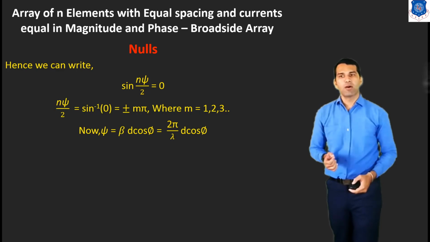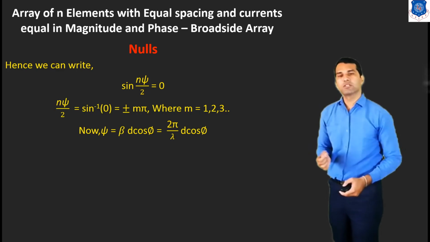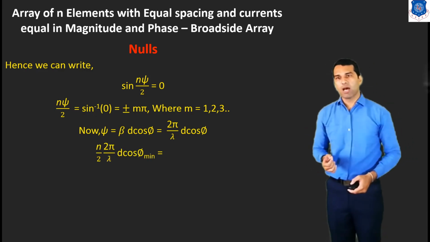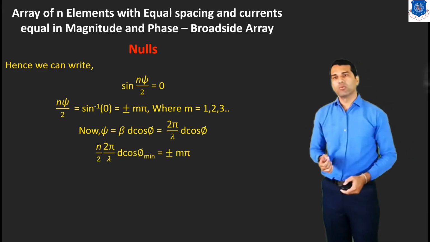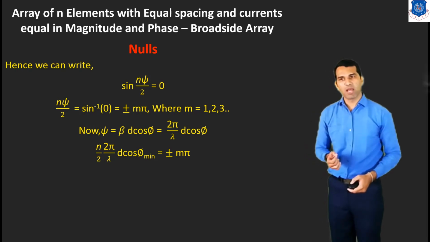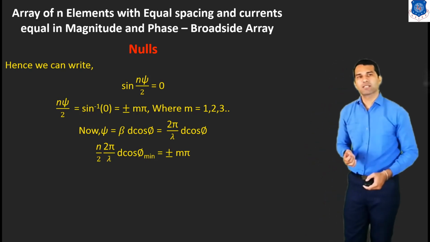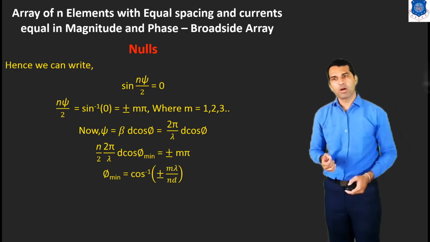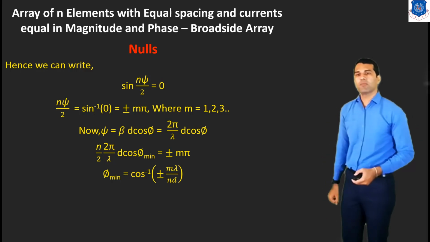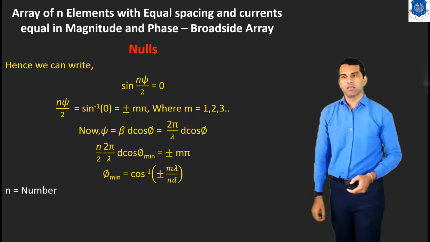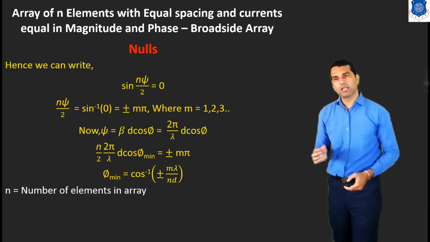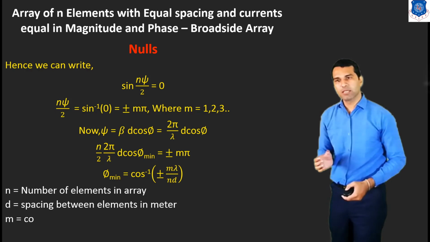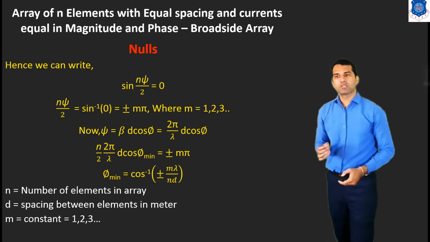Now psi is equal to beta d cos phi, and instead of beta we can write 2 pi by lambda, so psi is 2 pi by lambda d cos phi. So we can write n by 2 times 2 pi by lambda d cos phi at minima is equal to plus or minus m pi. So we get phi minima is equal to cos inverse of plus or minus m lambda upon n d, where n indicates the number of elements in the array, d is the spacing between the elements, and m is a constant value.